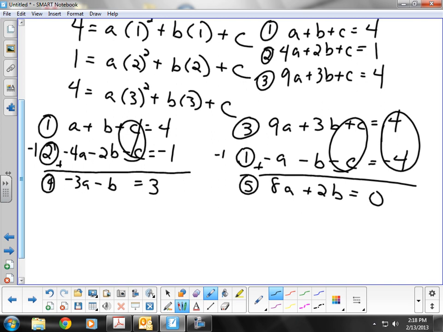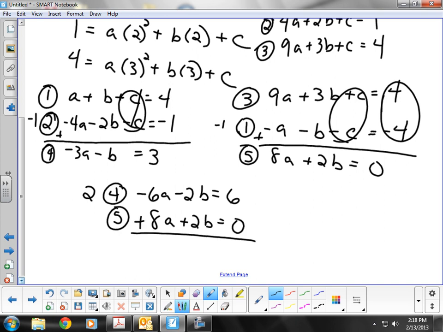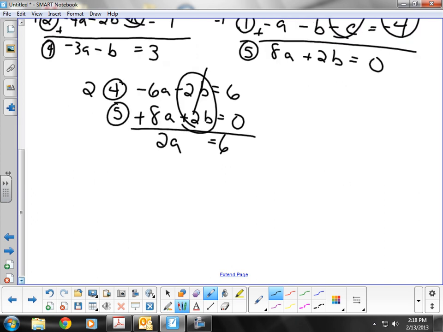So now we're going to put 4 and 5 together. But I want you to evaluate it before you start writing it down. What would be the best and easiest thing to get rid of now? Okay, so if I take number 4 and multiply it by 2, that's going to give me something that's going to get rid of the b's, right? So I've got negative 6a minus 2b is equal to 6. And the fifth one we're going to leave alone, 8a plus 2b is equal to 0. I'm going to add those together. So I get 2a equals 6. So a is equal to 3.